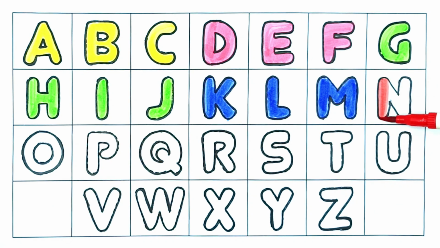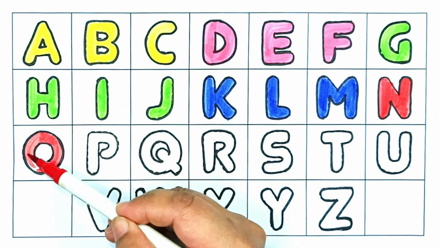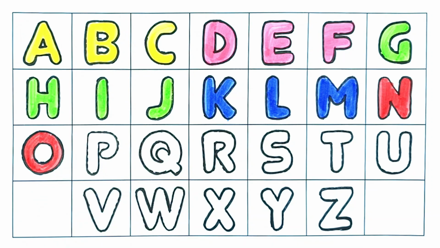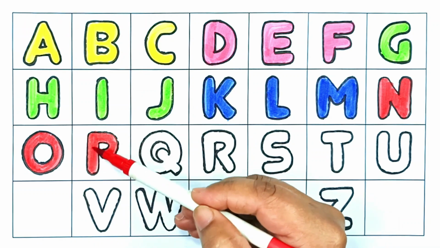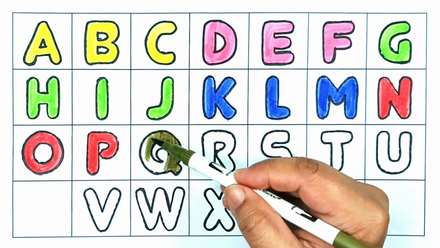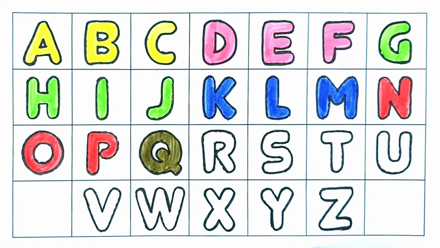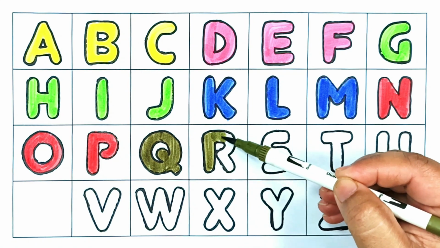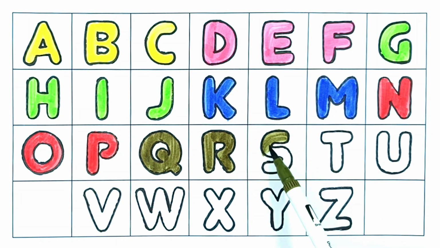N for net. O for onion. P for pen. Q for queen. R for ring. S for star.